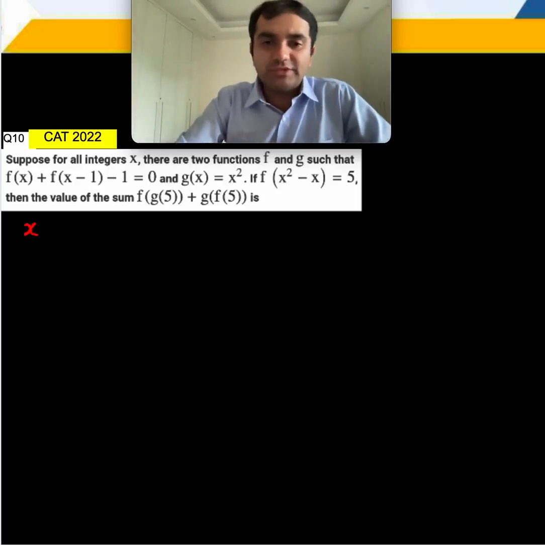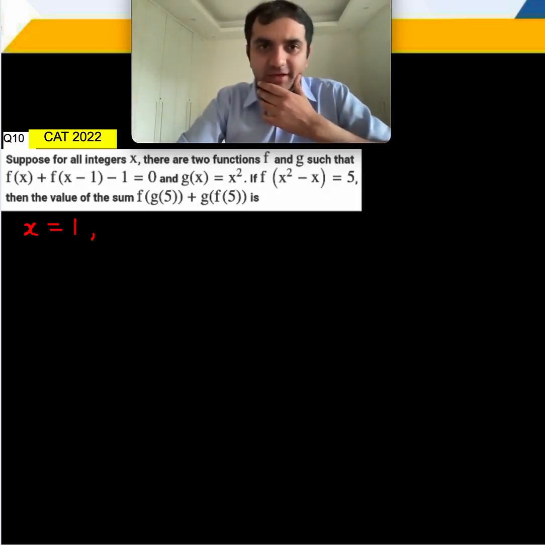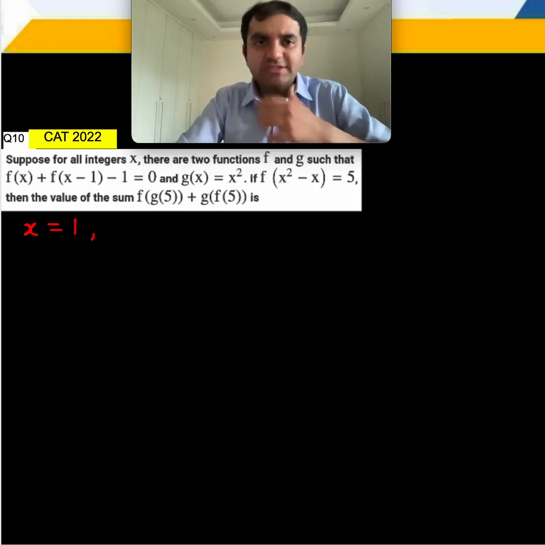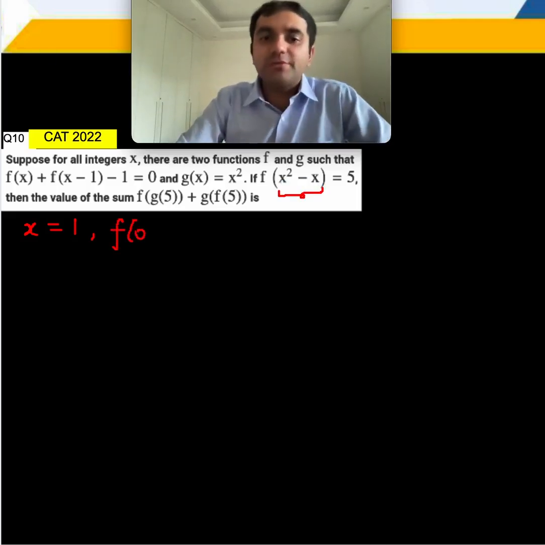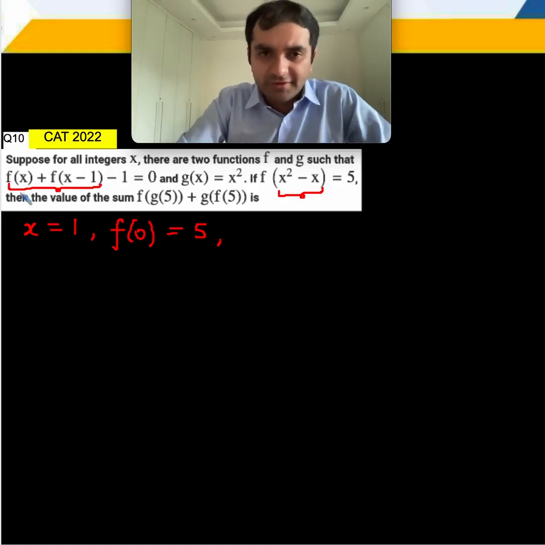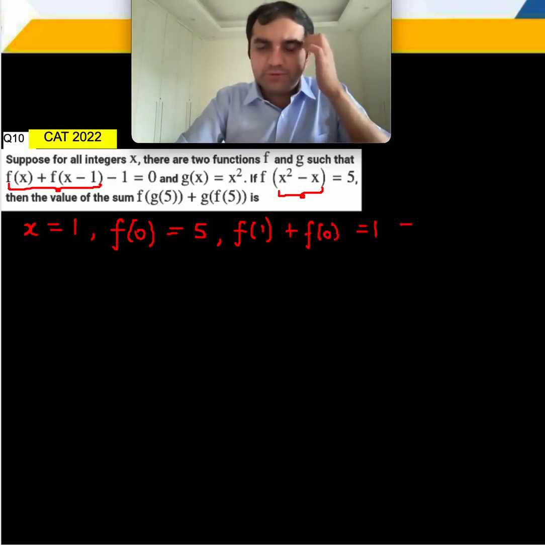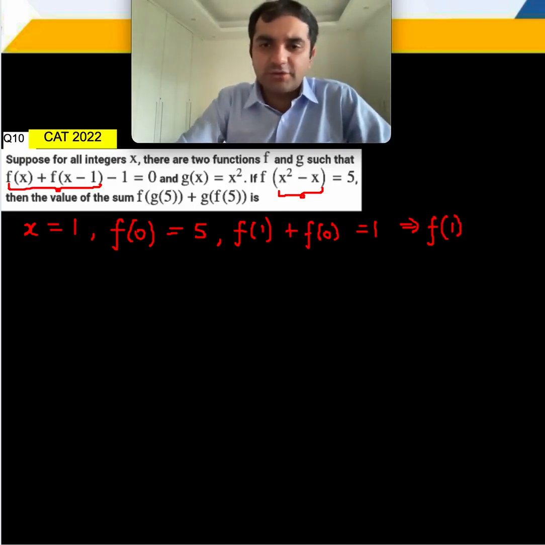So I'll put x equal to 0. Oh, okay, let me put x equal to 1 सबसे पहले. 1 डालूंगा तो 1 minus 1 0 हो जाएगा. So f of 0 becomes 5. ठीक है, so f of 0 directly मिल गया. Now I'll find f of 1 by substituting over here. X को 1 डालेंगे, so f of 1 plus f of 0, which is 5, minus 1 is equal to 0. यानी कि f of 1 turns out to be 1 minus 5, that is minus 4.